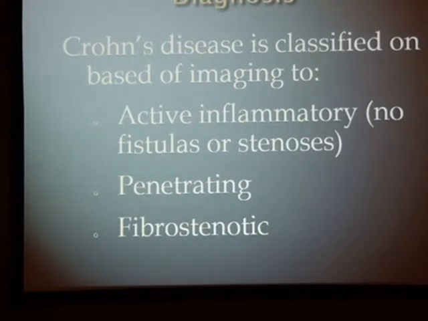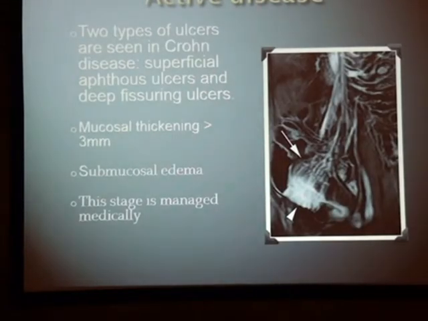Diagnosis based on imaging is classified into active inflammatory disease, where there are no fistulas or stenosis; penetrating disease, a complicated case where there is fistula or stenotic segment or even abscess formation; and fibrostenotic stage. In active disease, the most common thing we see are ulcers, either superficial or deep fissuring ulcers. For the findings, we find mucosal thickening of more than 3 mm and submucosal edema, and this stage is usually managed medically.